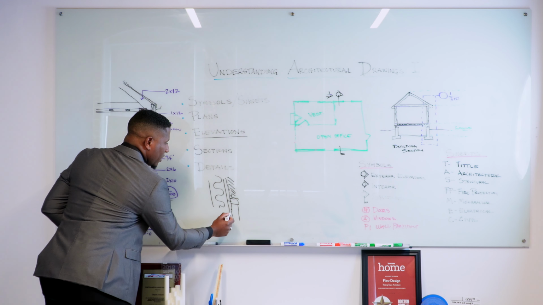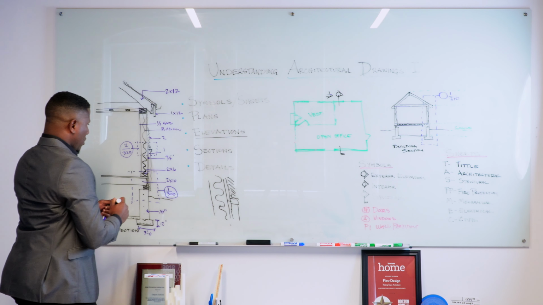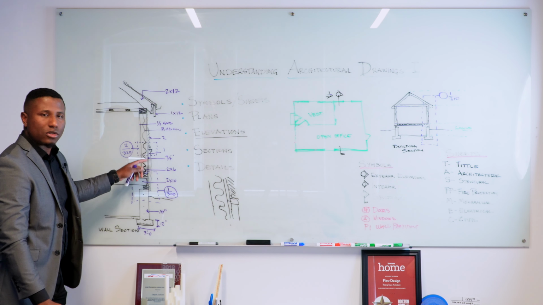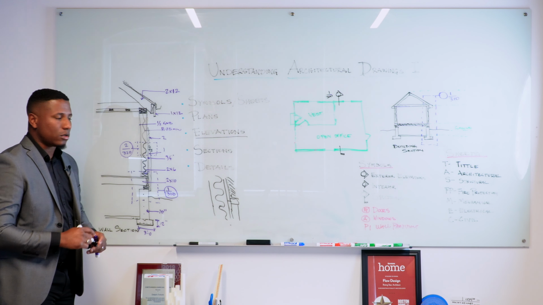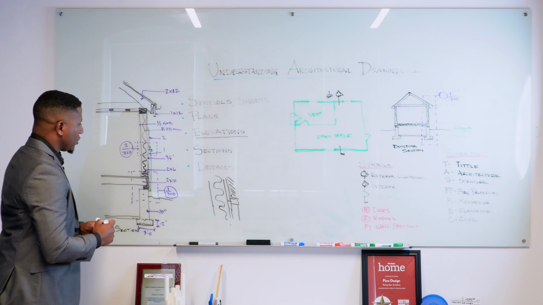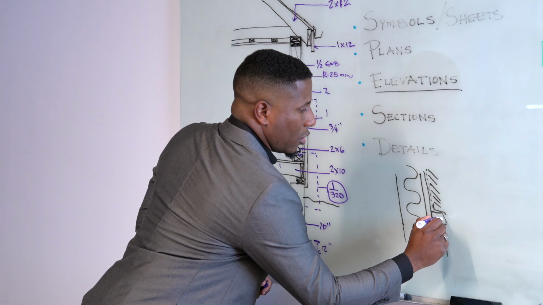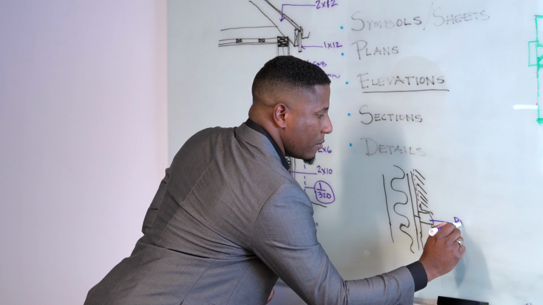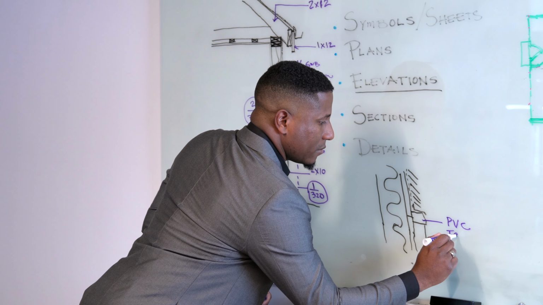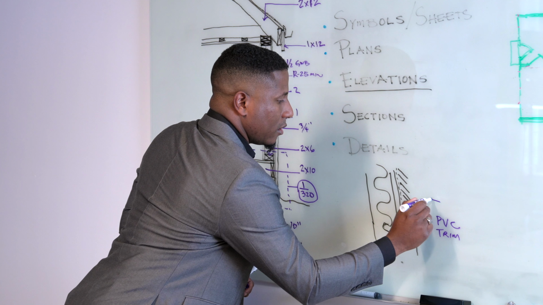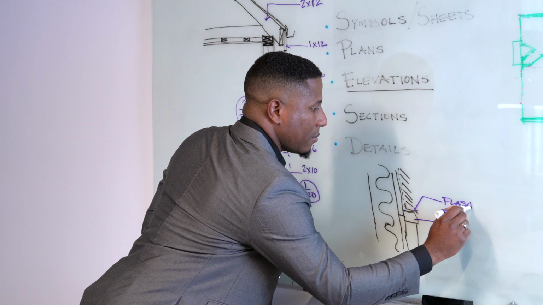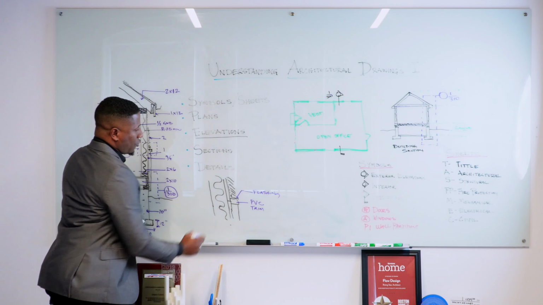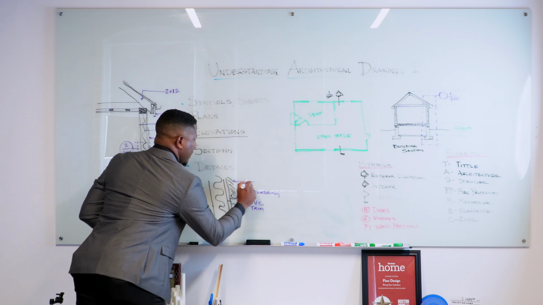So with this detail, you are able to understand the relationship, in this condition, in this change of siding between a vertical siding and just a horizontal vinyl siding. So very, very important. If we enlarge this, we can say that this is your PVC trim. Then this is your flashing detail there, very important.